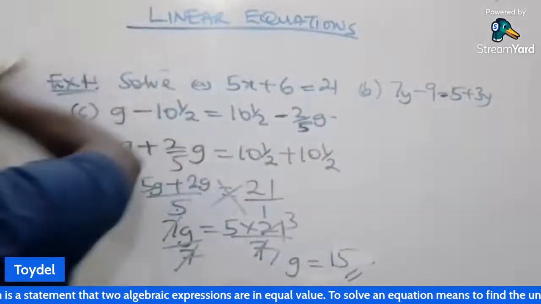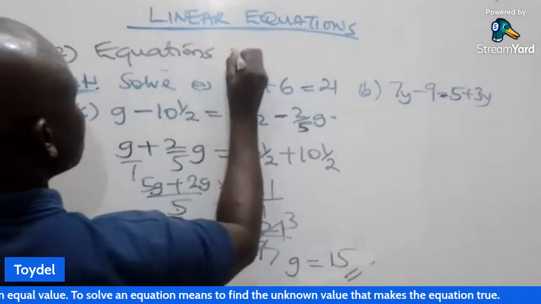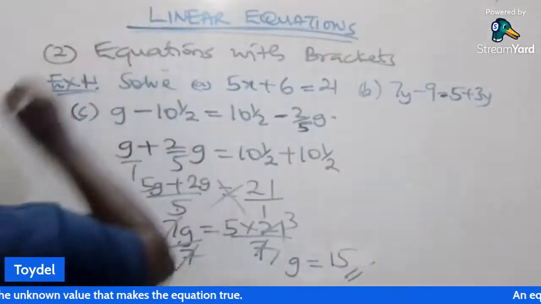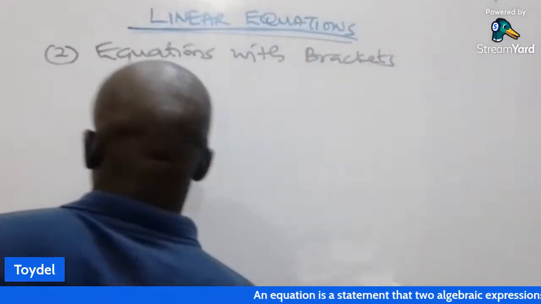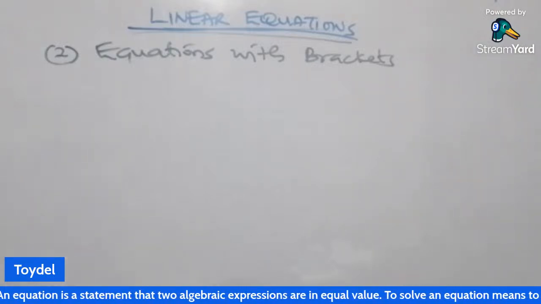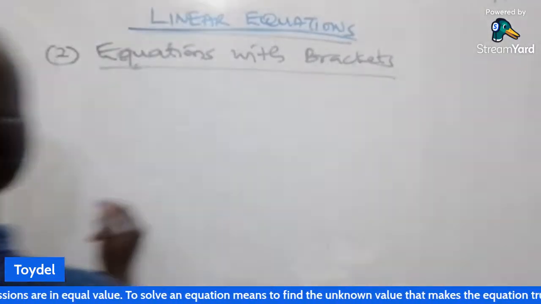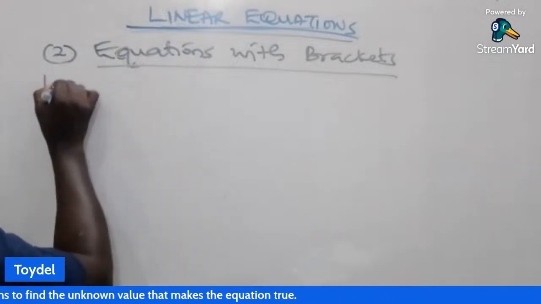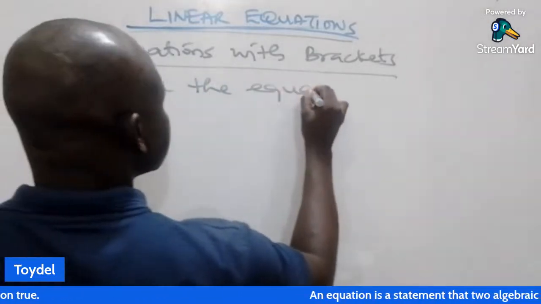So we consider the second one, which is called equations with brackets. So in this case now, we will try and eliminate the bracket that we have in that equation for us to be able to solve that equation. So I'll also give about 2 or 3 examples under this to be able to explain equations with brackets. Let's say solve. We can call this example 2. Example 2. It says solve the equations.